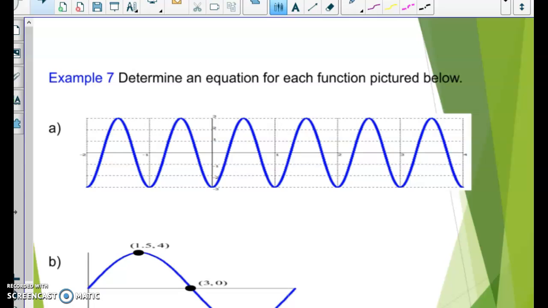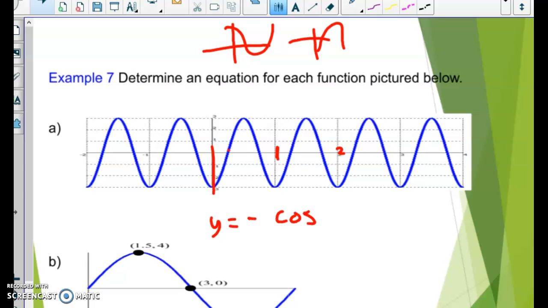So we're going to determine an equation for that function. I know it's hard to see what's going on here. This is a 1, this is a 2. And if I start right there, because it's hard to tell where any of these other points are, I'm going to use that. And normally our cosine graph looks like this. Since we're starting on the bottom and going up, I'm going to say it's a negative cosine. So I'm going to say y equals negative cosine.